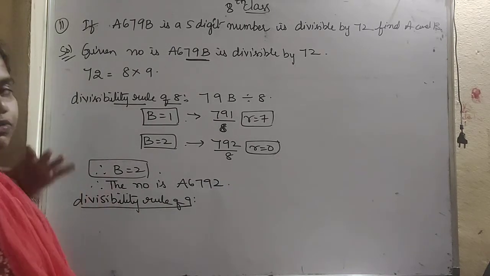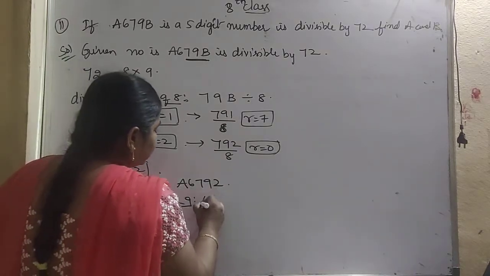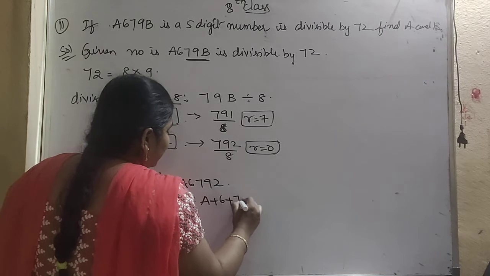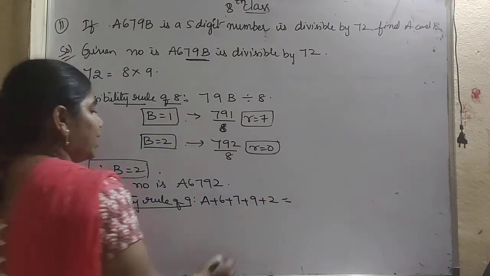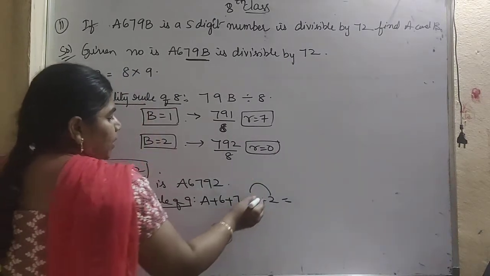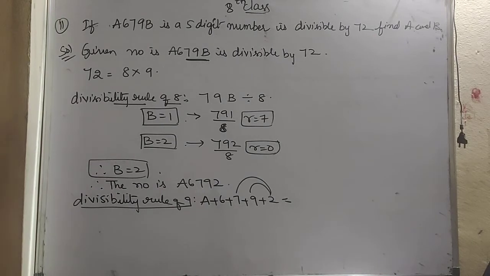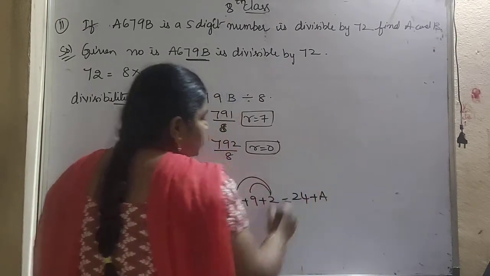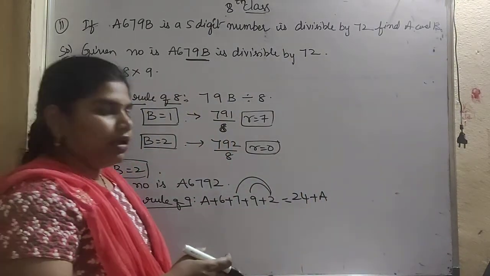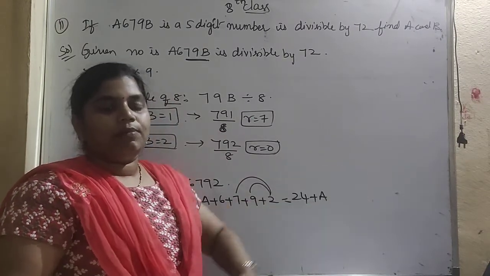So what is divisibility rule of 9? Sum of all digits should be divisible by 9. Add all this: A plus 6 plus 7 plus 9 plus 2 will be equals to how much? So 9 plus 2 is 11. 11 plus 7 will be 18. 18 plus 6 is 24, plus A. So 24 is not divisible by 9.